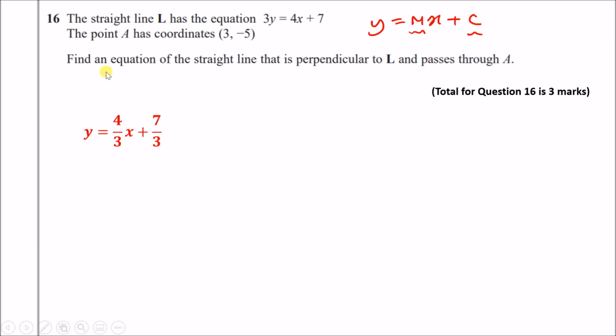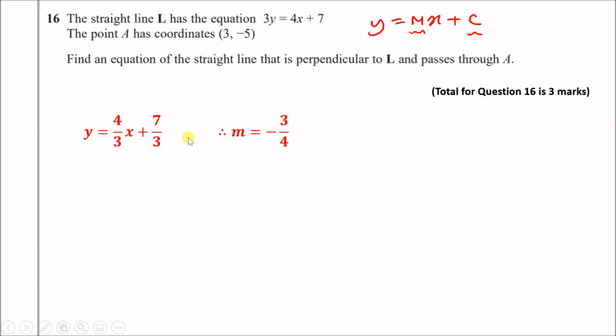Now the next part says, find an equation of the straight line that is perpendicular to the line that we're interested in. So this line, so perpendicular to that, and passes through that point A with that coordinate. Right. Now to find this perpendicular line, what you guys need to know is that you need a perpendicular gradient, okay? To get the perpendicular gradient, you just use the previous gradient, flip it upside down, and change the sign. So it looks like that. M equals minus 3 over 4. And this is known as the negative reciprocal, okay?